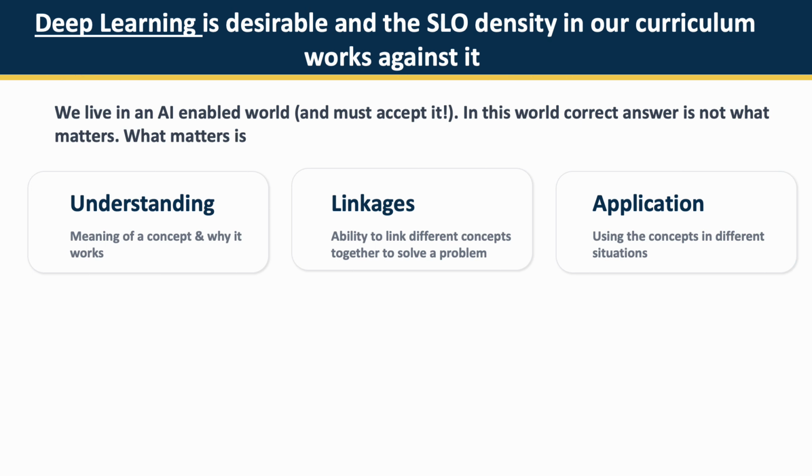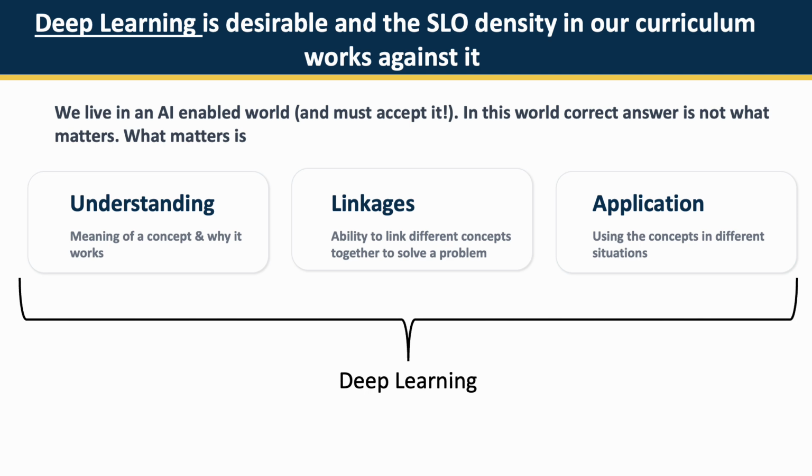So we do know that in the world that we now live in, finding the correct answer is not what really matters. So what matters is these three things: understanding the concepts and the linkages between different concepts and the ability to apply them to different situations. Taken together, I refer to this as deep learning.